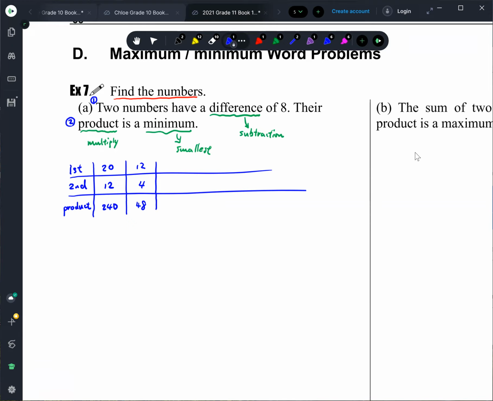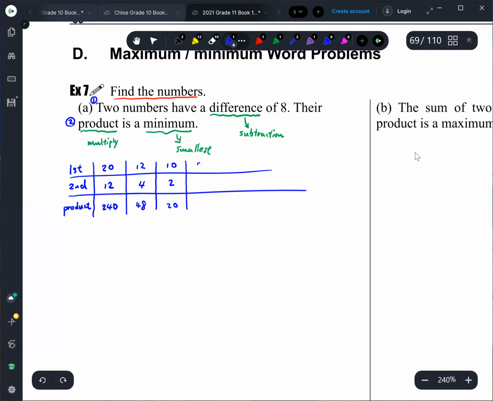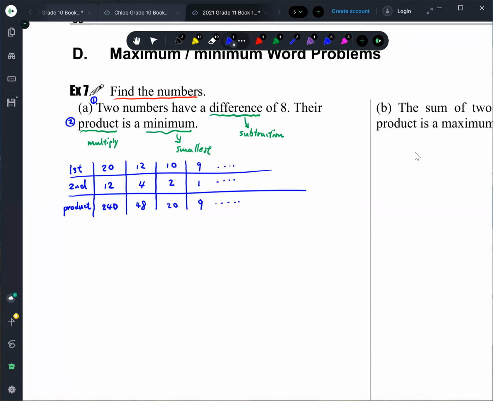10 and 2. Let's try that, Angel. So 10 and 2, their product will be what? 20. Oh, even smaller than 48. So far, Angel is the winner. Anya, what's yours? 9 and 1. Okay, 9 subtract 1 is 8. Good. 9 times 1 is 9, even better. Of course we can keep on guessing. So far the 9 and 1 is our champion. But is that the one that makes it minimum? That's what we want to find out.